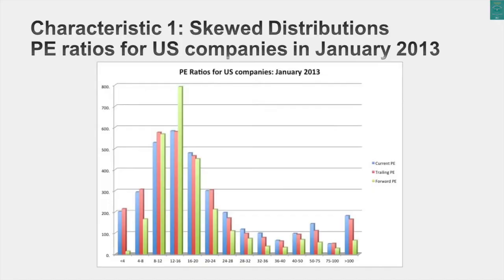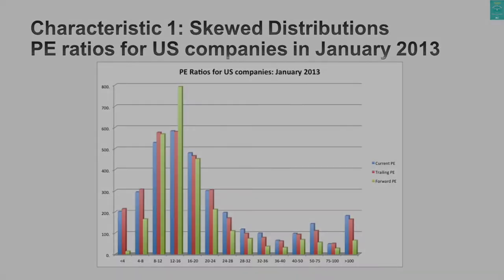So here's my distribution of PE ratios at the start of 2013. But it's pretty much looked like this every year that I've done it for the 20 plus years that I've been doing this distribution. The peak is to the left, the tail is to the right. It's not a symmetric distribution. The lowest value a PE ratio can take is 0. The highest value, who knows?